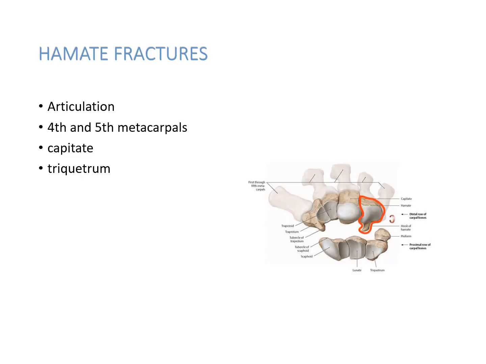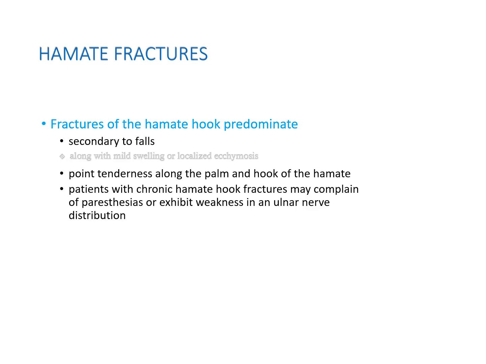Then we look for hamate fractures. Hamate is a triangular shaped bone with a hook and body. Most of the fractures are hamate hook fractures. Those are secondary to falls. We can look for point tenderness if we suspect hook of hamate fractures. If there is a chronic hamate hook fracture, the patient may complain of paresthesia or weakness in the ulnar nerve distribution.